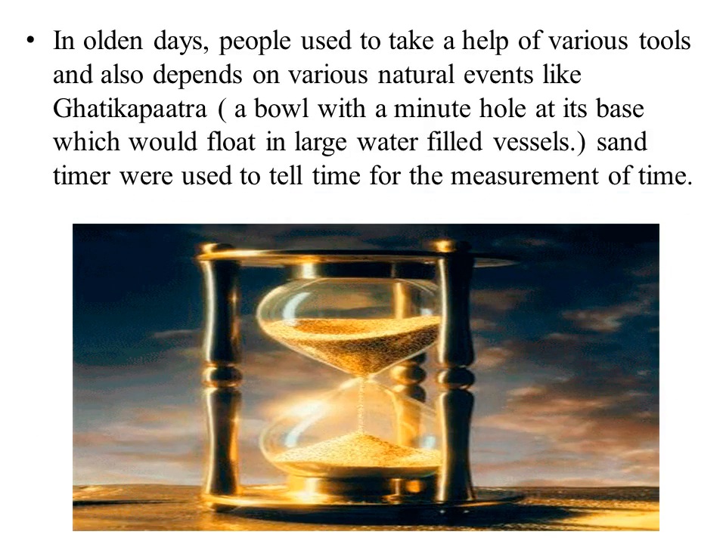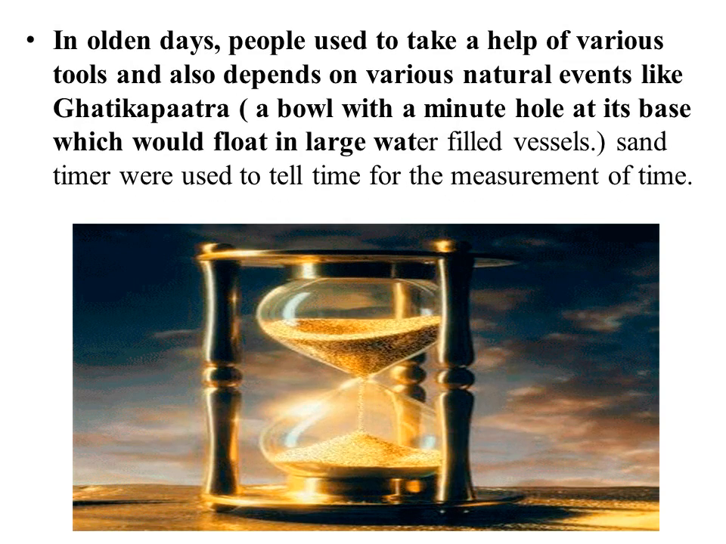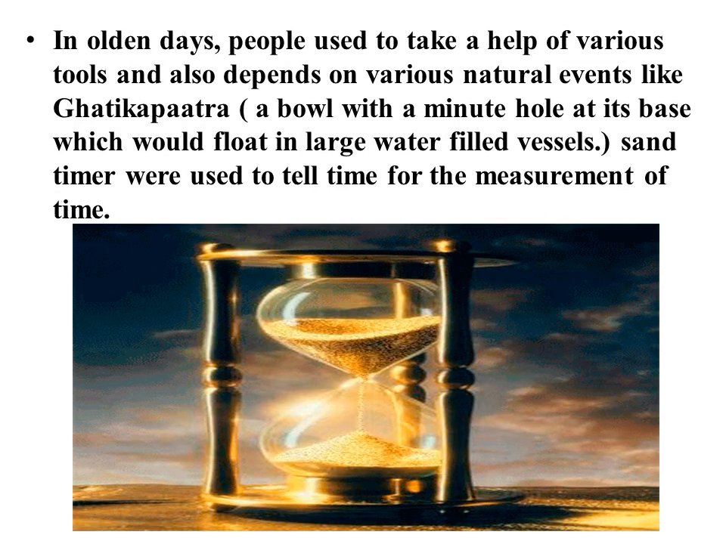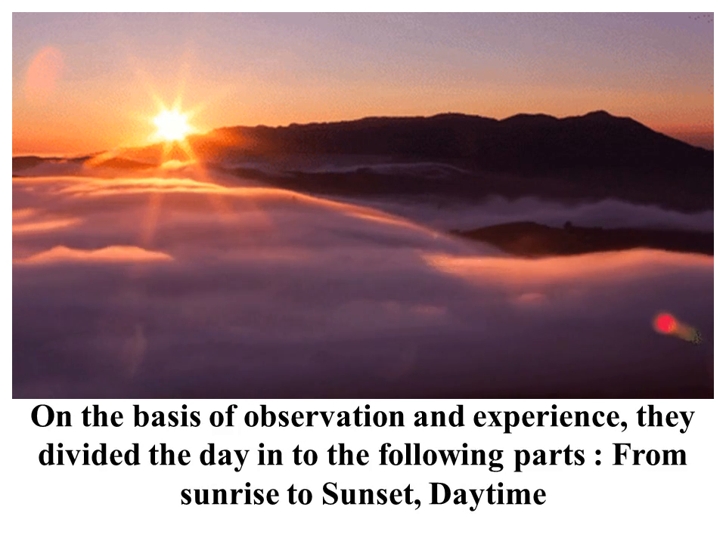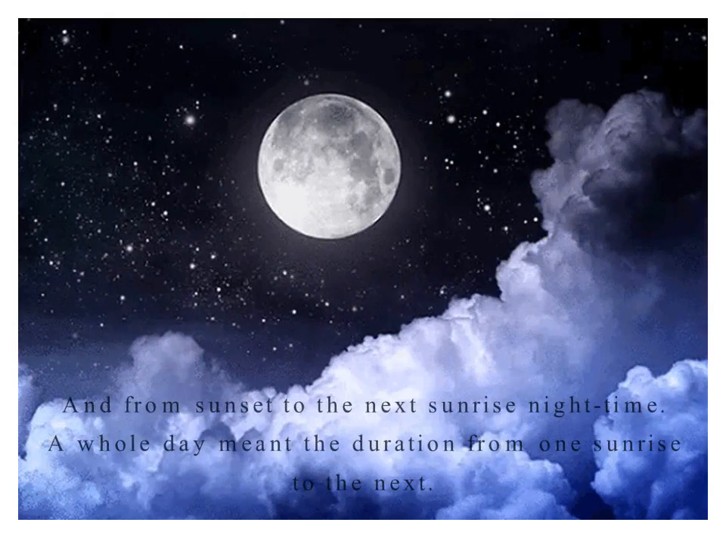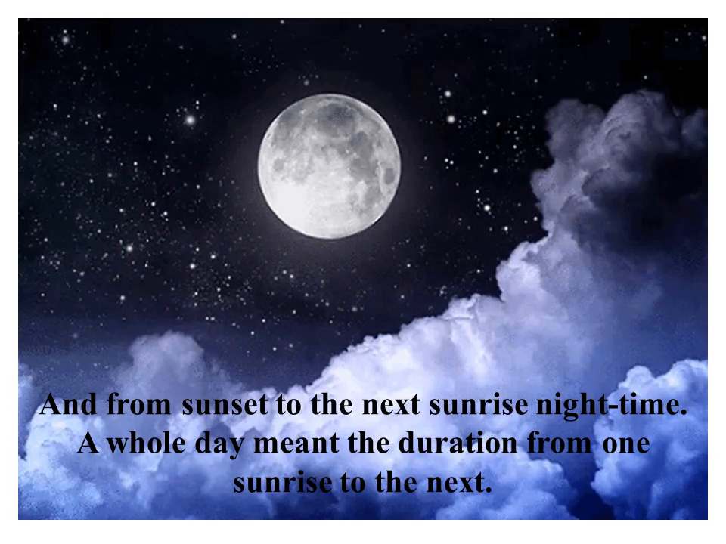In the olden days, people used to take help of various tools and also depended on various natural events, like the ghatika patra and sand timer, which were used for the measurement of time. On the basis of observation and experience, they divided the day into the following parts. From sunrise to sunset, it is daytime. And from sunset to the next sunrise, it's night time. A whole day means the duration from one sunrise to the next.